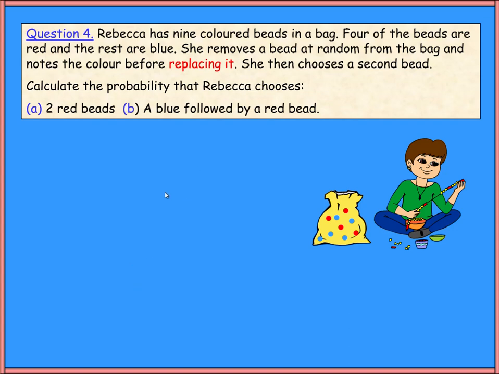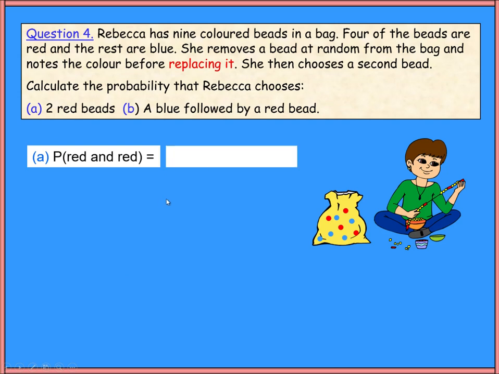Probability of choosing 2 red beads. So a red bead first. So chance of choosing a red bead is going to be 1, 2, 3, 4 out of 9. So it's going to be 4 out of 9.